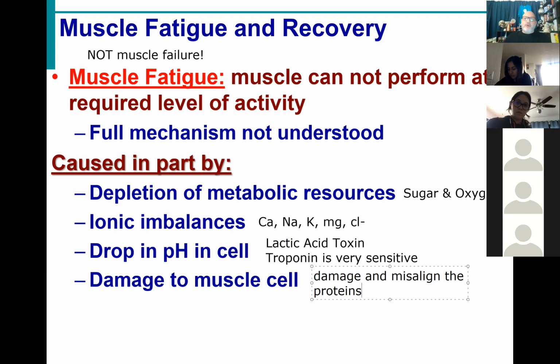Remember, as we talked about, one of the things that makes the muscle so effective is like that crew team, everything is working in unison. If we start damaging and misaligning the proteins, then everybody's kind of working at their own pace, and it's going to be much less efficient. Right? So damaging and misaligning the proteins, all of these things are major factors. But there's one other really important factor.